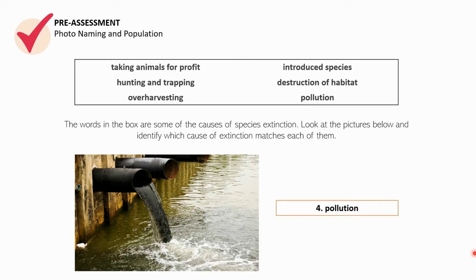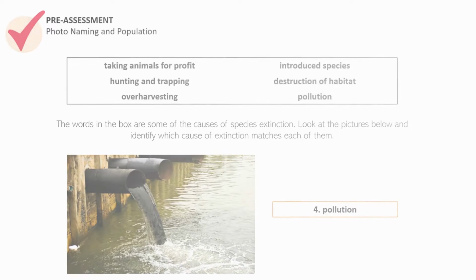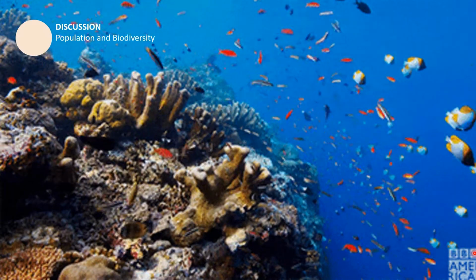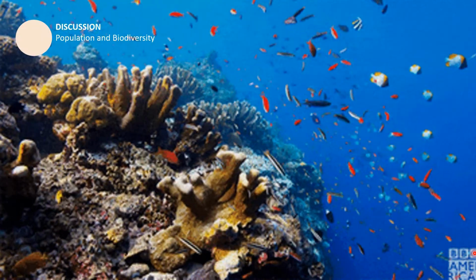These factors, these sample causes for species extinction, affect populations of different organisms. By saying population, we mean the enumeration of organisms coming from the same type of species.